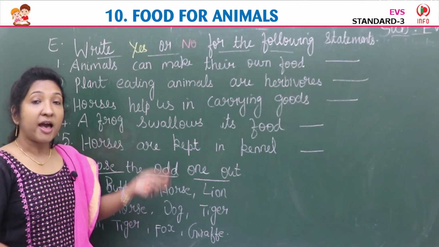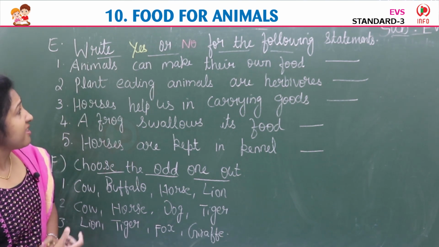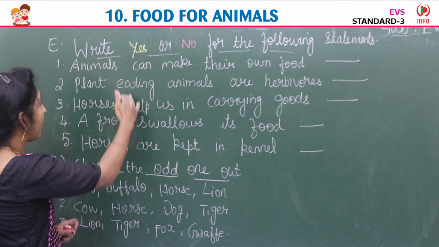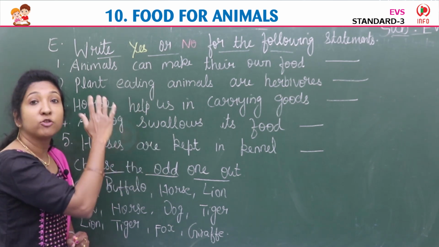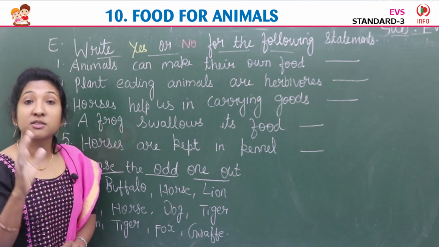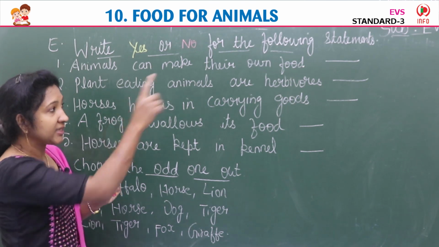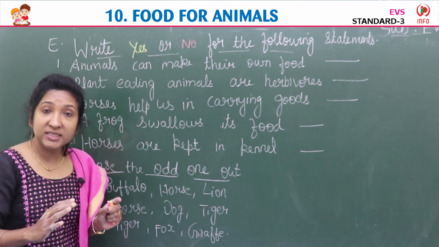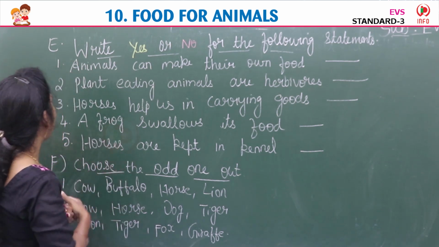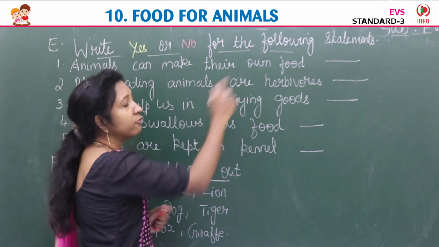Yes, children. Our next exercise is exercise number E. Write yes or no for the following statements. Given below are some statements. You have to read them and see whether the statement is correct or not. If it is correct, you have to write yes. If it is a wrong statement, then you have to write no. Okay. Our first statement is animals can make their own food.